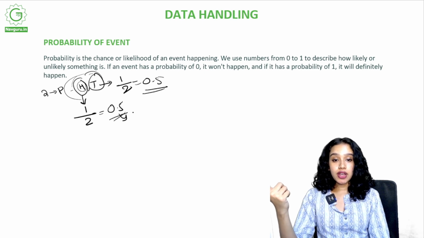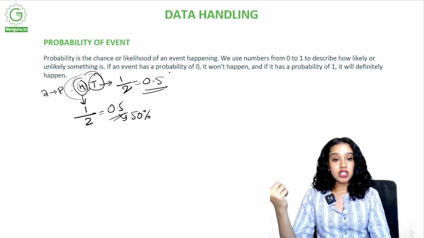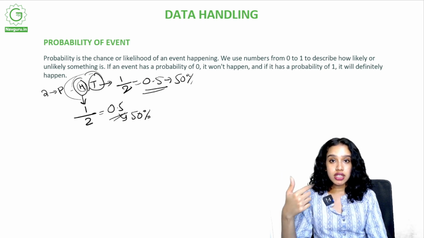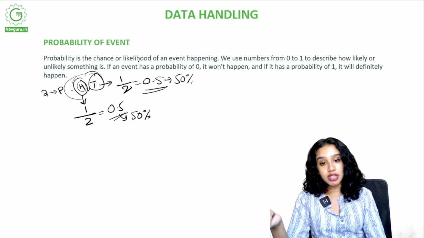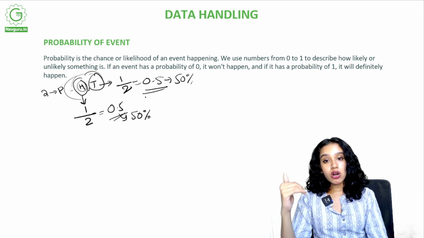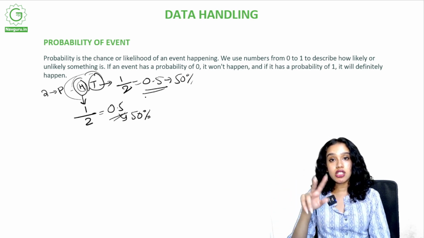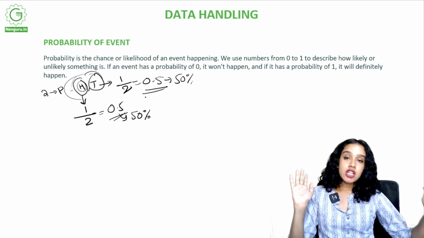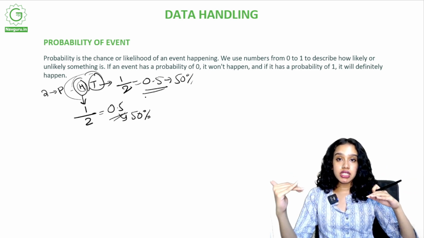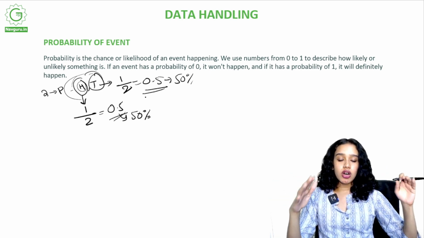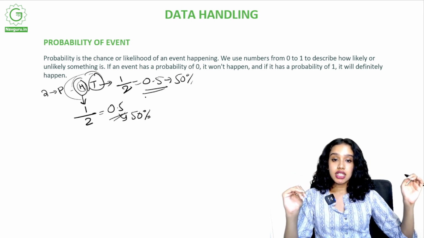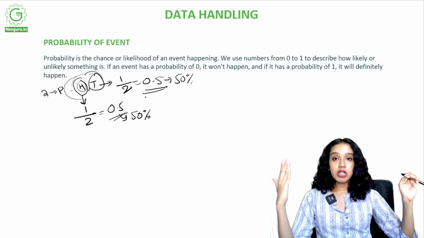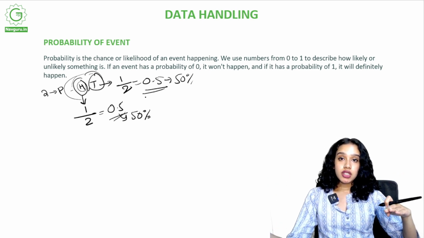Now what is 0.5? It's 50%. This is also 50%. So if we are tossing a coin, there are only 2 chances, either it's heads or it's tails, right? So the probability of a coin being heads or tails is 50%. That's how we talk about probabilities. If an event would not happen, the probability of that event happening would be 0, right?